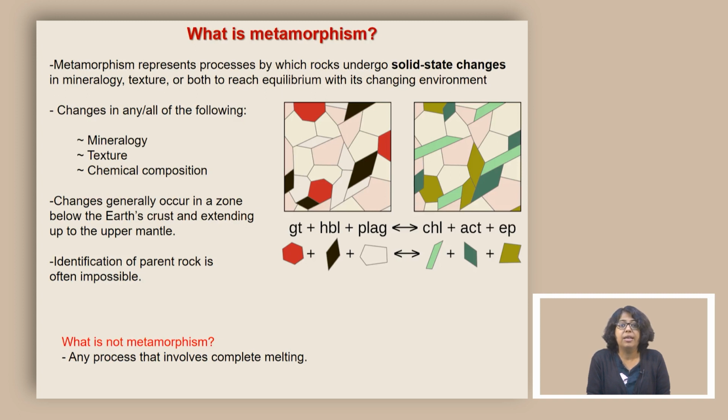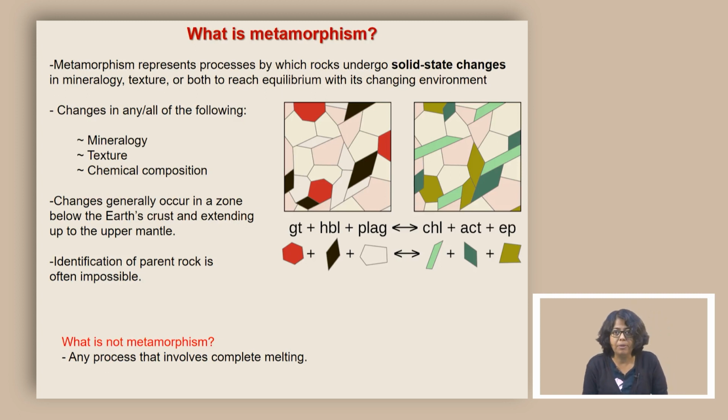Now, what is not metamorphism? As I mentioned, if a process involves complete melting of the rock, then we are not going to call it metamorphism. Because metamorphism involves all kinds of changes in mineralogy, texture and chemical composition, it is not always possible to identify the parent rock. However, because it involves some signature of different events, it is sometimes possible to identify the parent rock as well as the changes that happen subsequently.